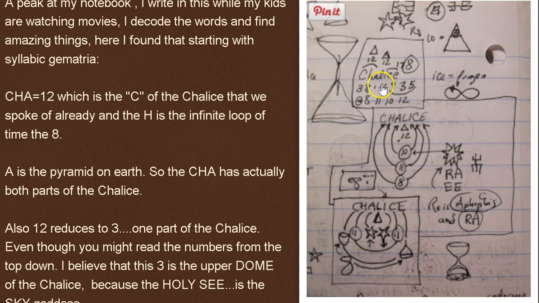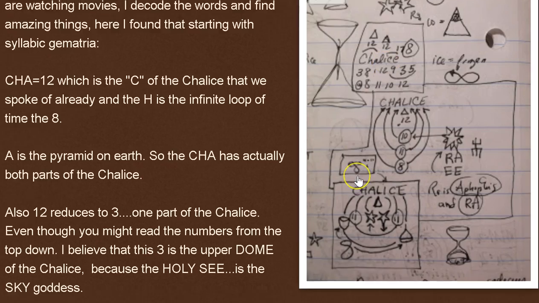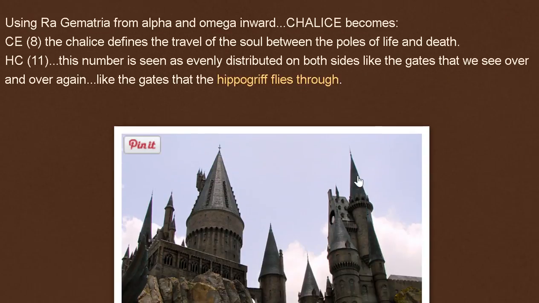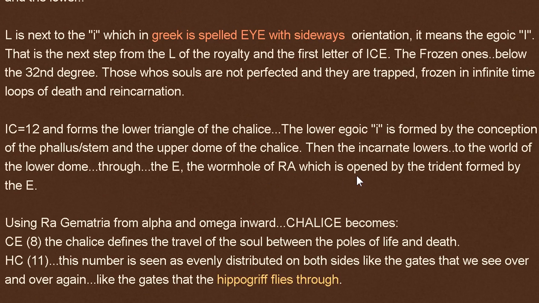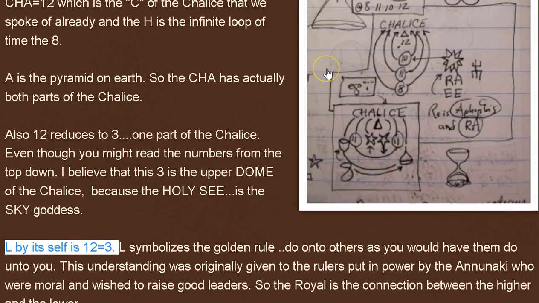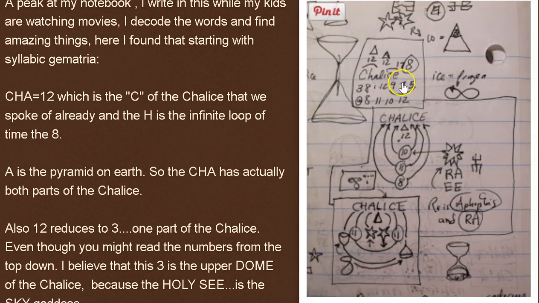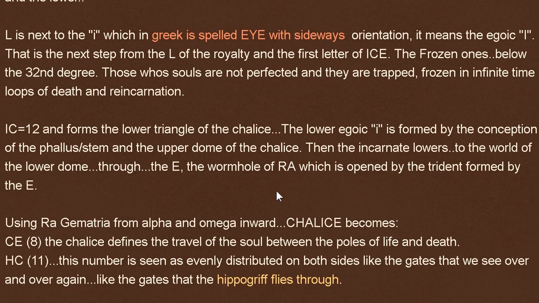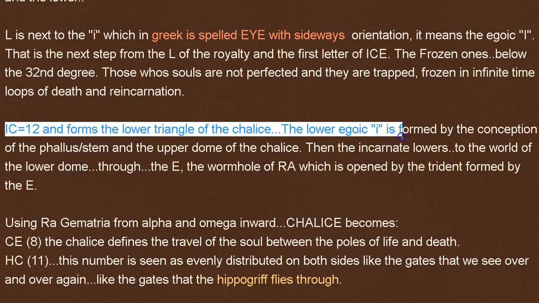L is next to the I, which in Greek is spelled with a sideways orientation. It means the ego I. That is the next step from the L of the royalty, and the first letter of ice, the frozen ones below the 32nd degree. Those whose souls are not perfected are trapped, frozen in infinite time loops of death and reincarnation. IC equals 12 and forms the lower triangle of the chalice. The lower ego I is formed by the conception of the phallus/stem and the upper dome of the chalice.